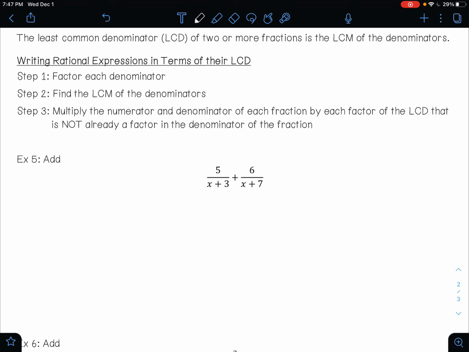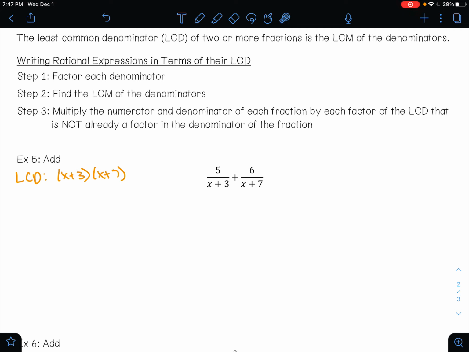Let me show you what that means. On example 5, it says add. The first thing that I want to do is identify the least common denominator. Both of these denominators are already completely factored. There is nothing that I can factor in x plus 3 or in x plus 7. So my least common denominator, if I put those two denominators together, would be x plus 3 times x plus 7.